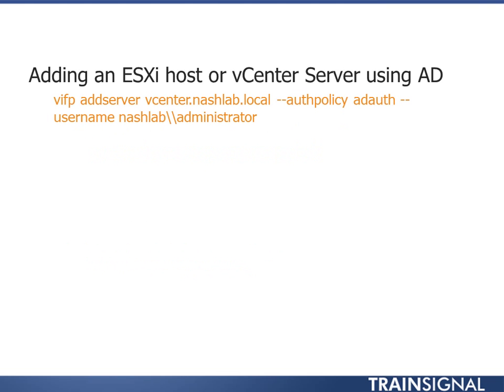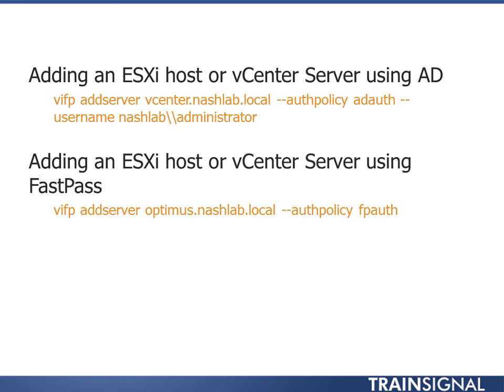So now let's talk about adding an ESXi host or vCenter server using AD. So to do this, you run the vifp command. So it's vifp addserver, the name of the server, vcenter.nashlab.local, and then you set the authentication policy, --authpolicy adauth, so Active Directory authentication. Then you want to set the username, so you can say --username, and then you can do domain\\administrator. Notice the double backslashes. If you don't do that, it causes a problem. Mainly because this is being done from a Unix or I guess Linux command line, and normally the backslash is a special character, so we do two of them to escape the escape, I guess. But make sure you do both of those.